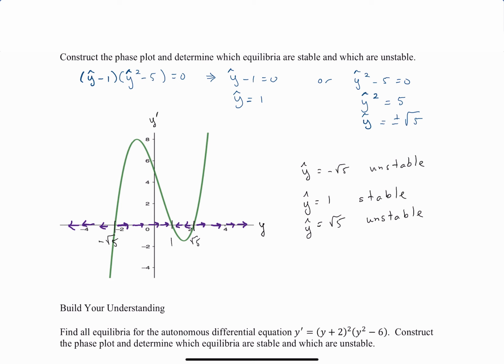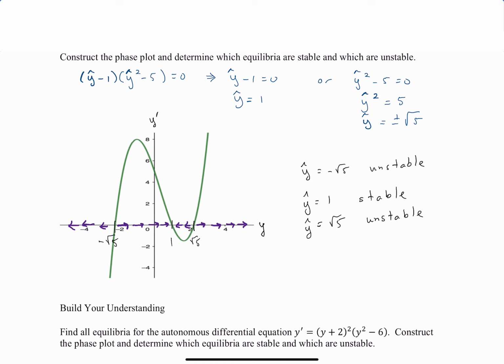This is probably a good time to give you a chance to check your understanding or to build your understanding. So before you watch the next video, please find all equilibria for the autonomous differential equation y prime equals (y plus 2) quantity squared, times (y squared minus 6). Construct the phase plot and determine which equilibria are stable and which are unstable.